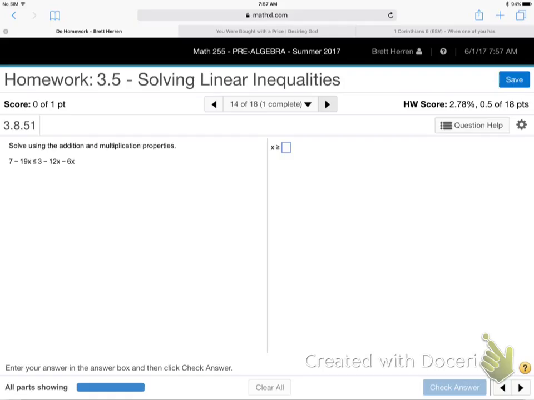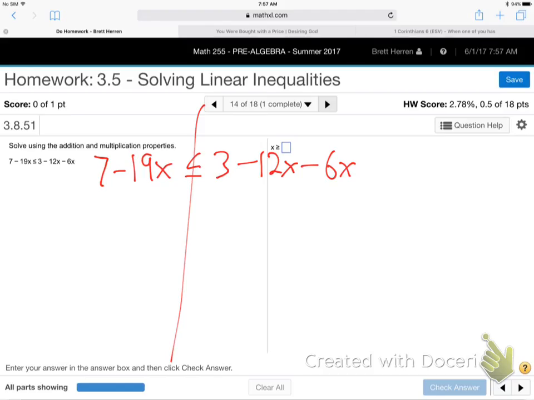All right, so 7 minus 19x less than or equal to 3 minus 12x minus 6x. Okay, here's the wall. X is saying I want to be alone. Got a lot of steps there. What do we do first on this one?